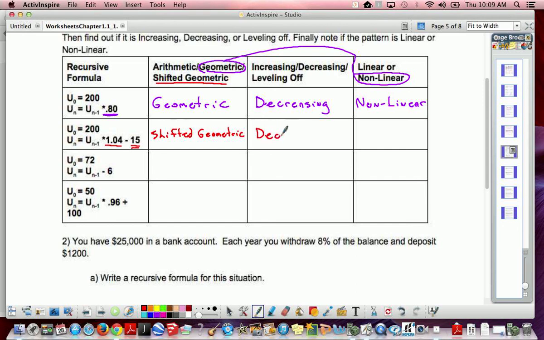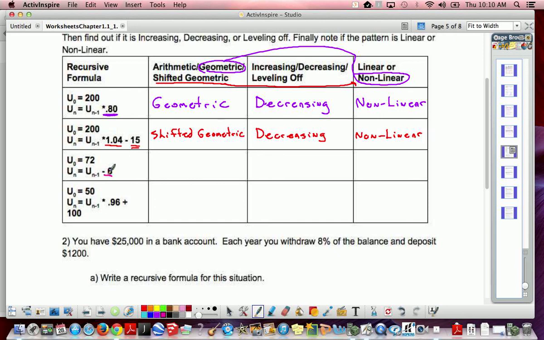Now, one of the helpful hints that it could have been decreasing is I was subtracting, and 4% of 200 is not more than 15, so I knew it was going to go down. Since it contains the word geometric, shifted geometric is also nonlinear. The only one that's linear is the arithmetic. So let's take a look at the next one. How about that? Just as we get right on it, it's this next one here.